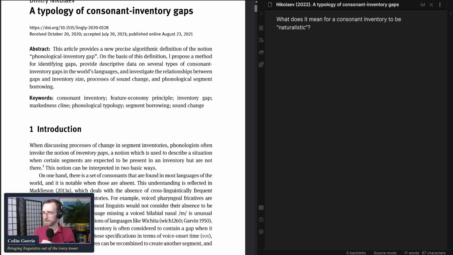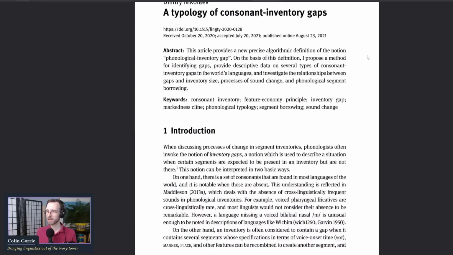Is that good? What does it mean for a consonant inventory to be naturalistic? So this is our kind of research question. This is why we've picked up the paper to begin with.